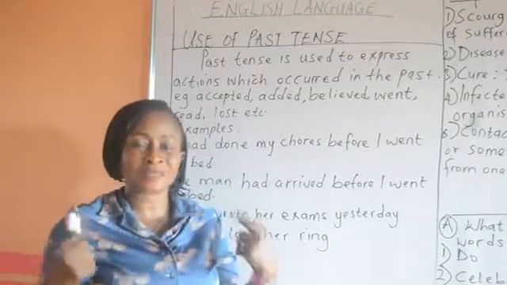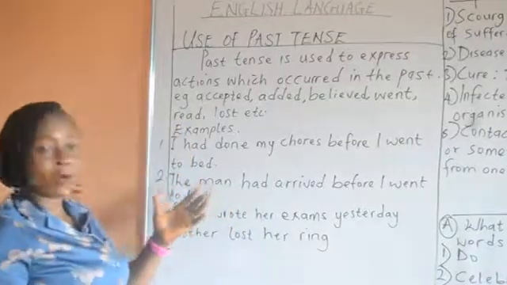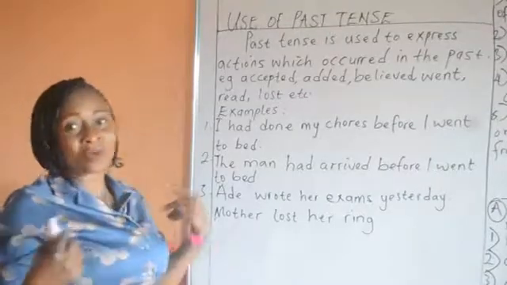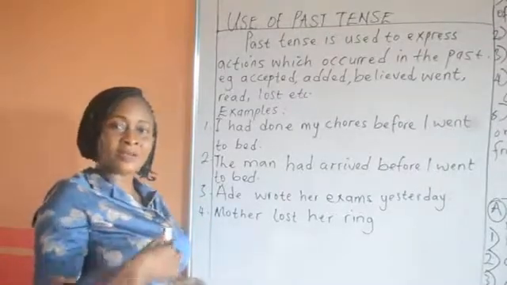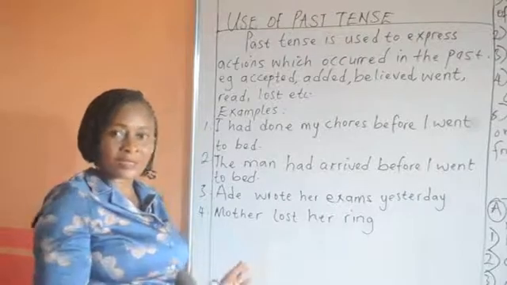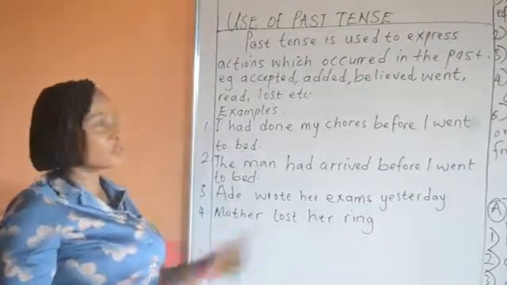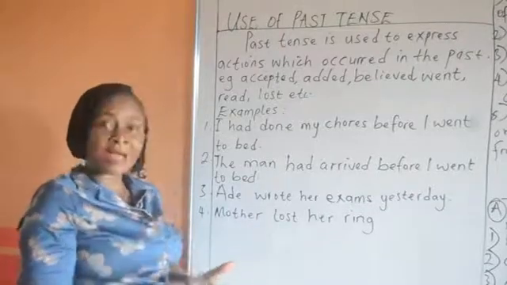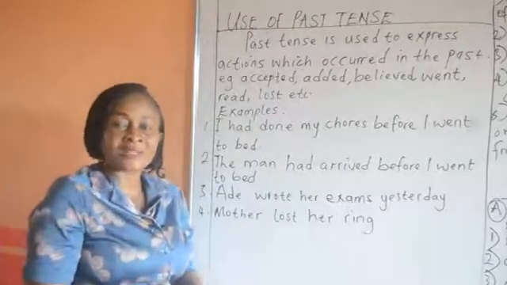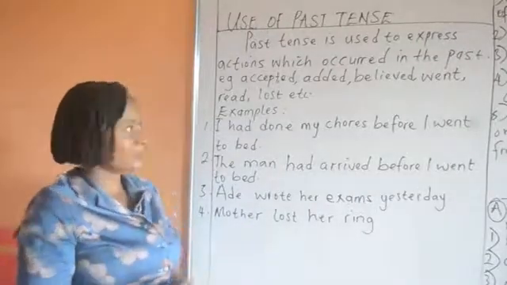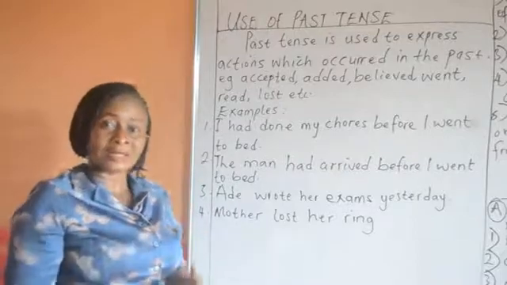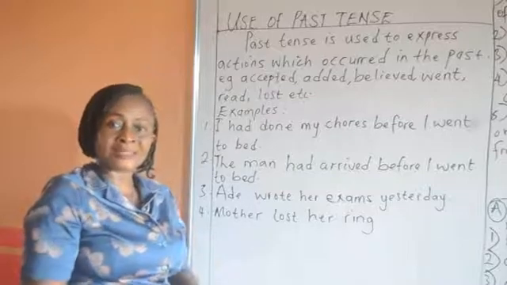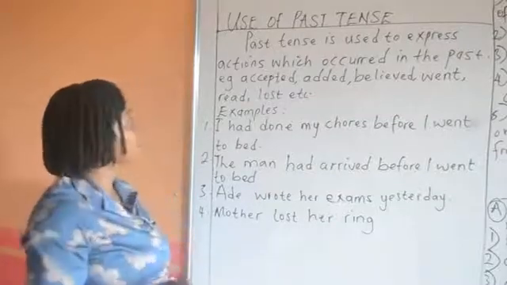But when you talk of past, we are talking of something that has happened or occurred in the past. Past tense is used to express actions which have occurred or taken place in the past. Something that is past, not in the present anymore. And when you're talking of past tense, the verb is changed from its present tense to the past tense. Your verb is an action or a doing word, so it will change from the present tense to the past tense.